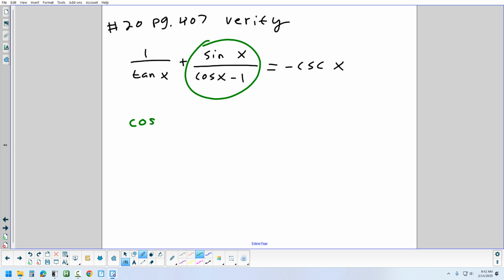Okay, so let's start by making it cosine over sine plus sine over cosine minus 1. All right. What could I try to do with those two fractions now?